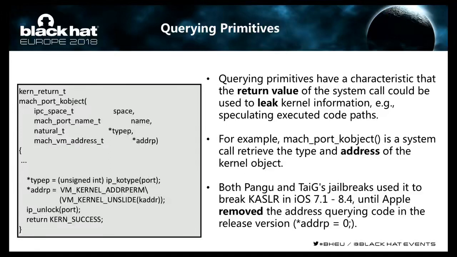It has some logic bugs in calculating some types of IPC port objects, which help attackers to figure out the address of the objects in the kernel. For example, both the Pangu and Taig jailbreaks used it to break KASLR in iOS 6 and 8, until Apple removed the address querying code in the release version.